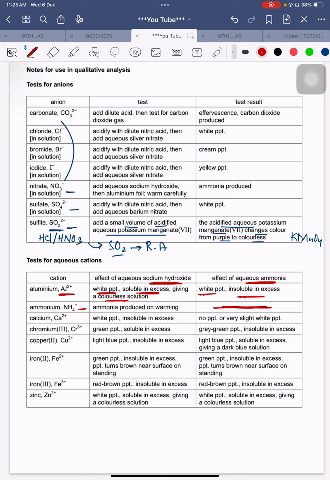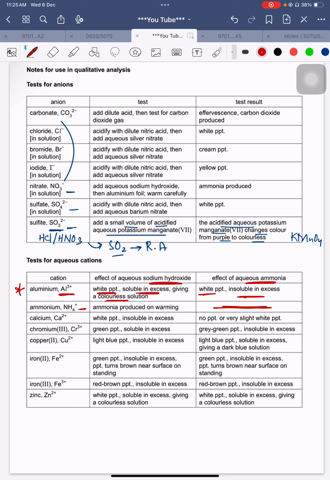So when we have added sodium hydroxide, it has given white precipitates. But when we have added excess sodium hydroxide, it has given us a colorless solution. When we have added aqueous ammonia, it has given us a white precipitate. When we have added excess aqueous ammonia, it is insoluble in the excess. In the same way, there will be tests for all.